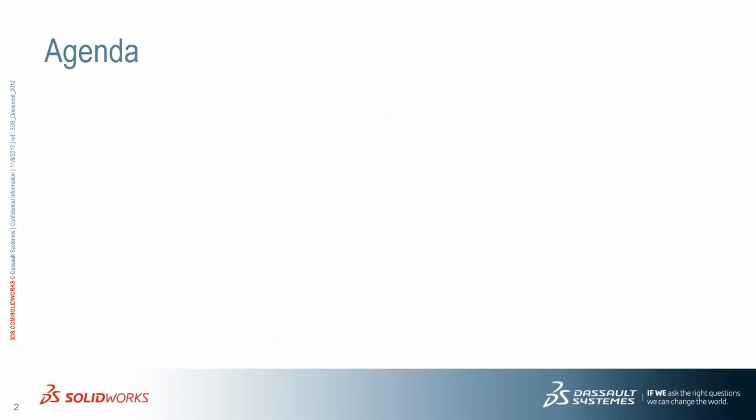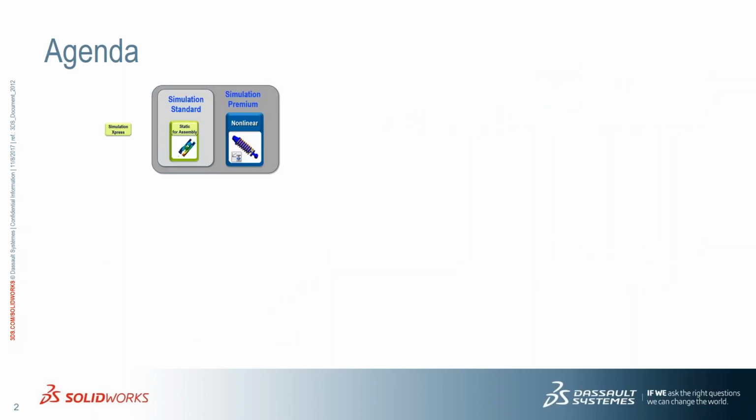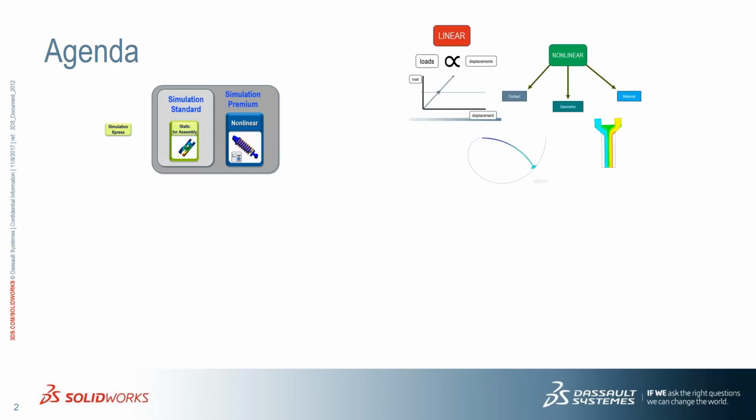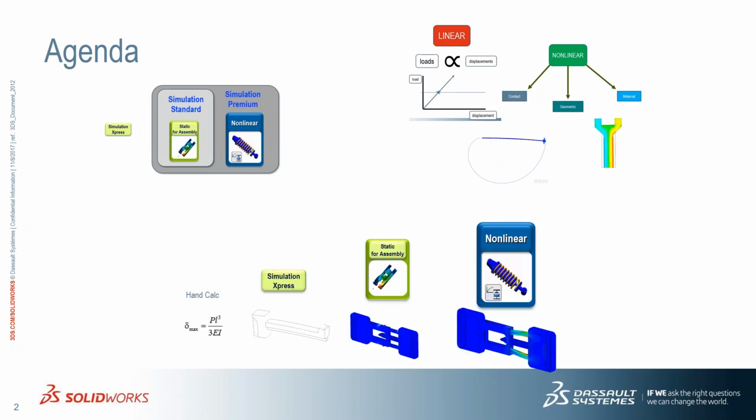In this presentation, I'm going to start off by outlining a couple of these simulation tools that are available in different SOLIDWORKS and simulation suites. Then I'll pick apart a couple of these tools, specifically a structural analysis line from SimXpress up to nonlinear. I'll talk a little bit about what we mean by nonlinear, compare that to linear analysis, and show some animations illustrating these ideas. Then we'll move into an example where we'll start at a hand calculation and compare results of SimXpress, static for assembly, and nonlinear on the same kind of problem, different approaches depending on which package that you currently have.